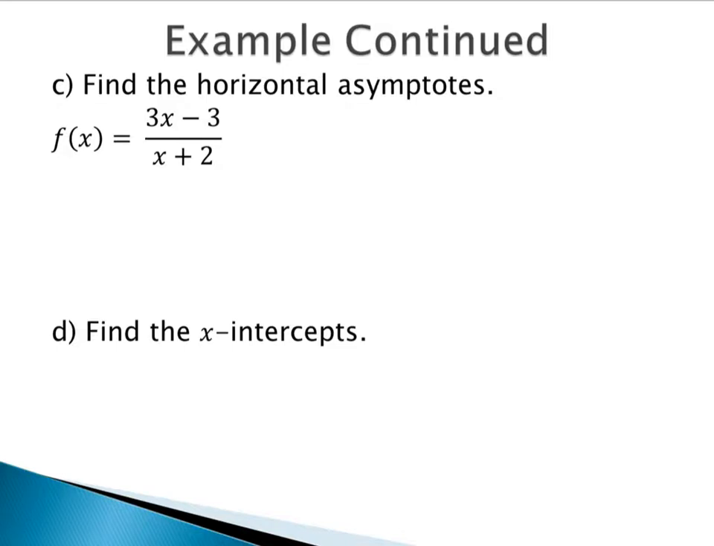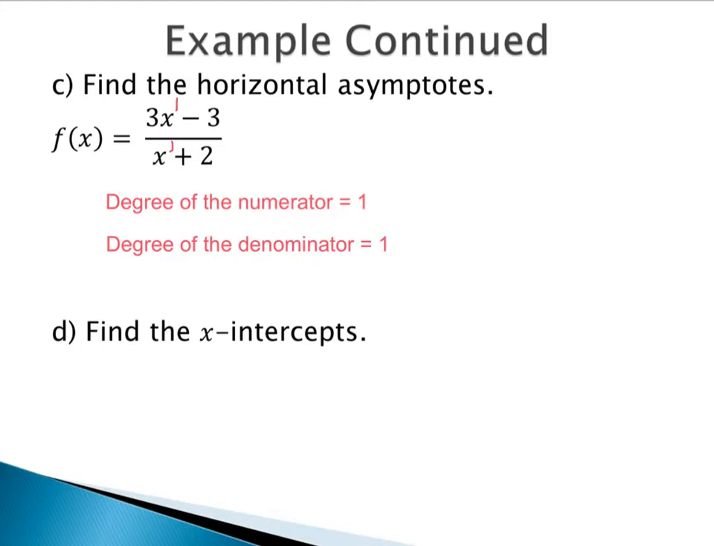Next, we want to find our horizontal asymptotes. When finding our horizontal asymptotes, we want to compare the degree of the numerator with the degree of the denominator. The degree of our numerator, 3x minus 3, would just be 1 because that is the exponent of our only variable x. It's going to be the same in the denominator because we have x plus 2. Our only variable x, again, has a power of 1. So the degree of the denominator is also 1.